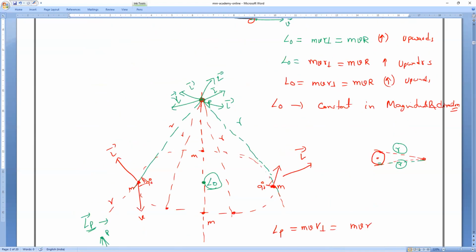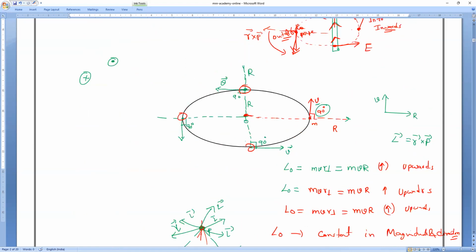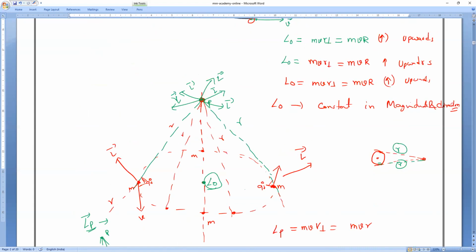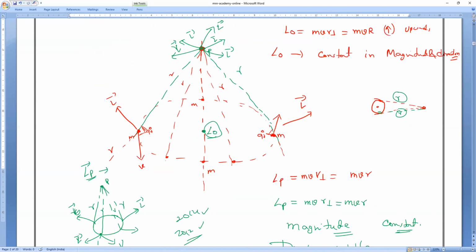But if you check the angular momentum through the center, the origin, the angular momentum's magnitude as well as direction both remain constant. That is what you have to remember. But what is the angle everywhere? If you check at any point, what is the angle between them? The angle between them is 90 degrees. So they are perpendicular to each other.